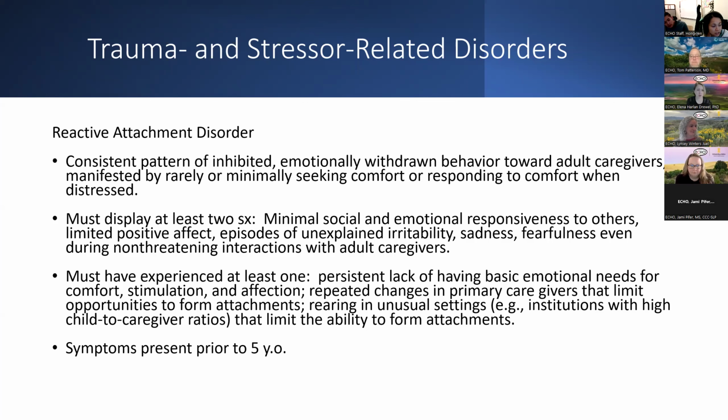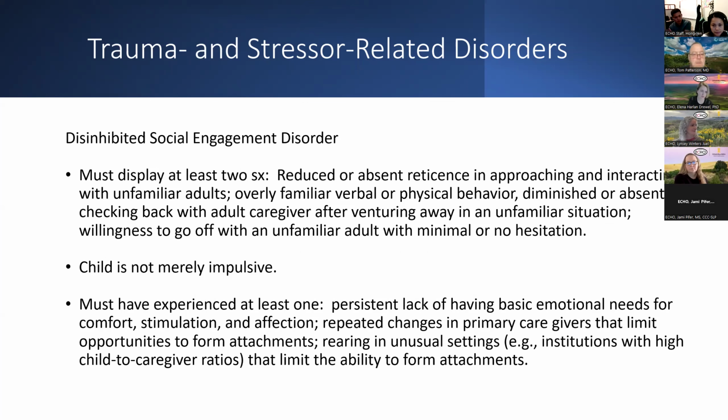The child must have experienced at least one of these things as part of their history. So having a persistent lack of basic emotional needs for comfort, stimulation, and affection, repeated changes in primary caregivers that limit opportunities to form attachments, rearing in unusual settings, such as institutions with high child-to-caregiver ratios that limit the ability to form attachments. And usually the symptoms are present prior to 5 years of age. Next slide. Then there's disinhibited social engagement disorder.